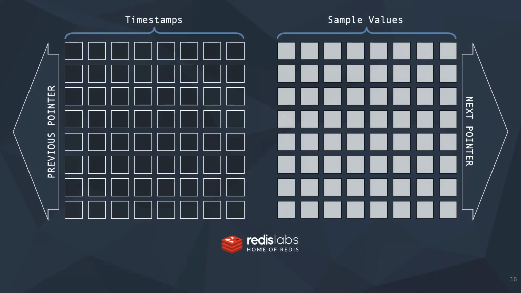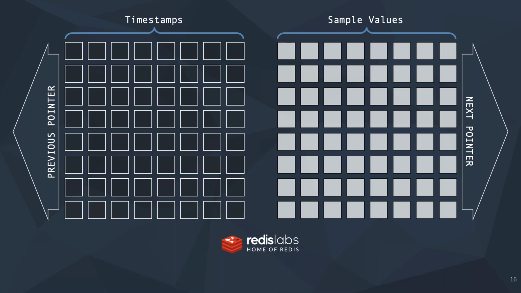This is something that you actually never manipulate directly, but this represents the chunk. All the data is stored in these chunks, and the chunks are effectively two arrays that are in a linked list. You can see I have a previous pointer and a next pointer. These two arrays are correlated, so you have timestamps and sample values. This is mapping directly to what time series is.